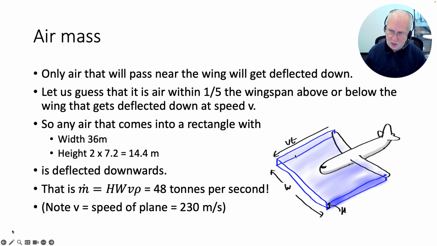So what that means is there's this rectangular prism of air in a given second which is going to get deflected down. It's going to have a height of plus or minus 1/5 the wingspan, so 14 meters up and down, and a width equal to the wingspan of 36 meters. And as it's travelling at velocity v in each second, that means that the total mass deflected down is about 48 tons per second, which is not bad at all. It's a lot of mass of air you're directing down. We don't think that air weighs a lot, but this is a lot of cubic meters, so it weighs a lot in this case.